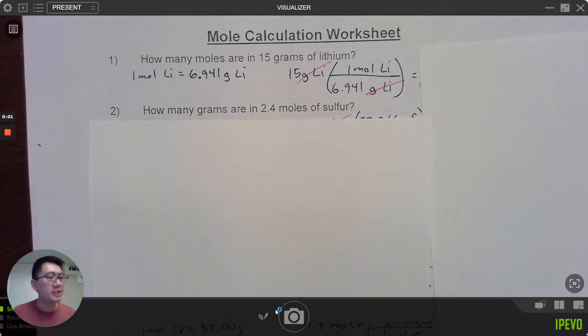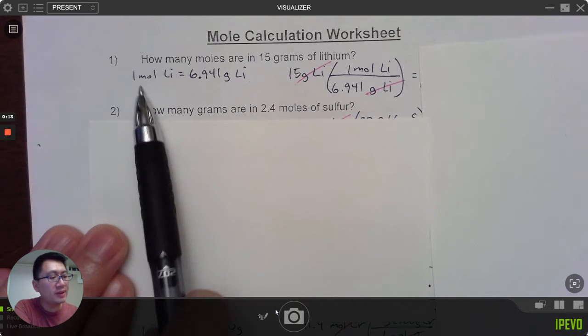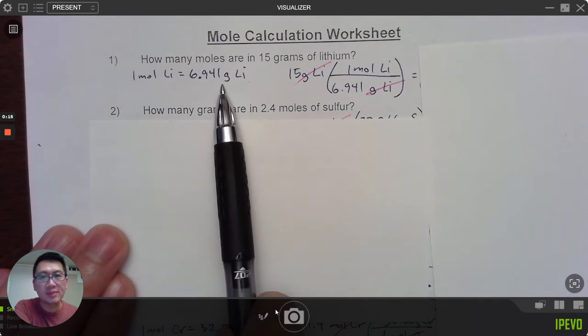Over this worksheet that is labeled mole calculation worksheet. So let's go over the answers to this thing. The first question says, how many moles are in 15 grams of lithium? The first thing you need to know is that 1 mole of lithium is 6.941 grams.